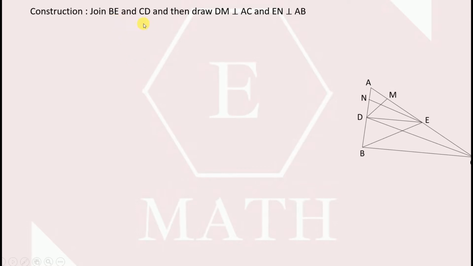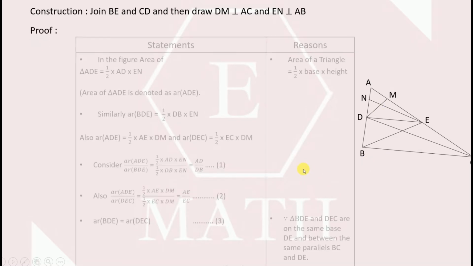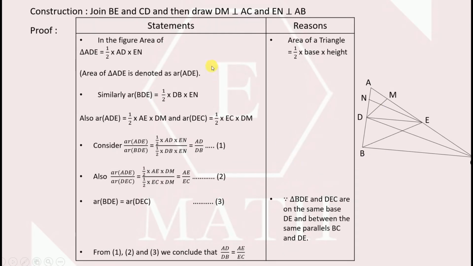Join BE and CD and then draw DM perpendicular to AC, this line DM which is perpendicular to AC, and similarly EN line which is perpendicular to the side AB of this triangle ABC. Okay, now proof. Let's look at how we prove this. So these are the two columns we have, one for statements and the other one for reasons.